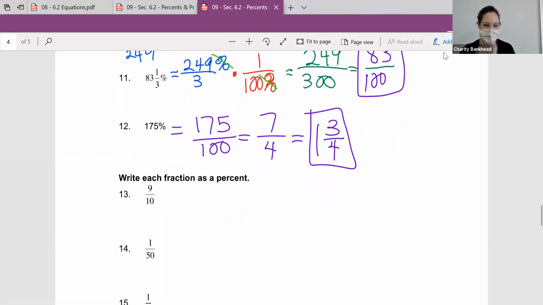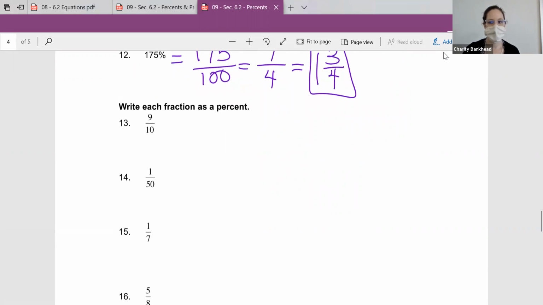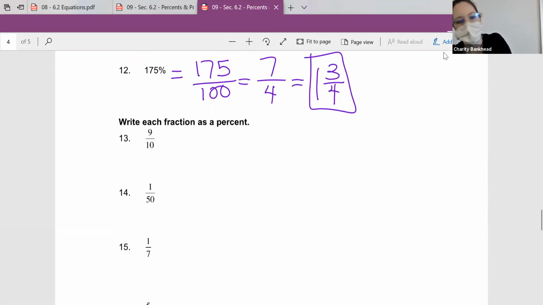All right, write the fraction as a percent. So 9/10. I can easily write that as a decimal. That's just going to be 0.9. And then just move the decimal point 2 times to the right, makes it 90%.